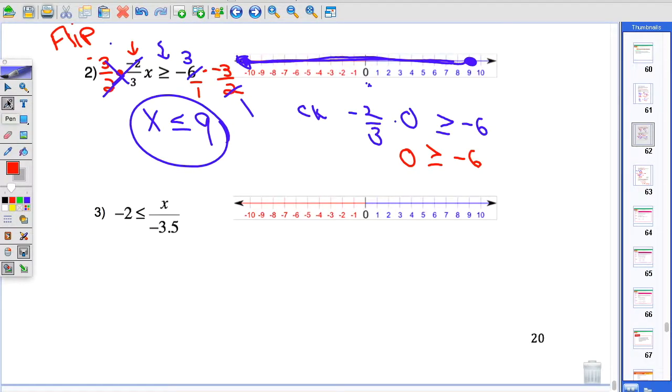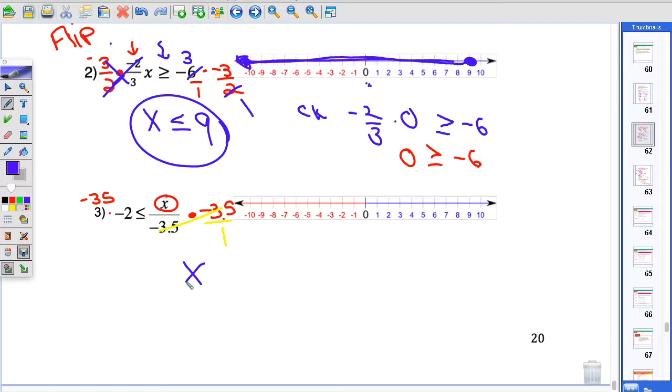Number 3 says -2 less than or equal to x over -3 and 5/10. Your variable's on the right, so we want to undo the division by multiplying both sides by -3 and 5/10. So on your right-hand side, we can put that 3 and 5/10 over 1. You can see that you can cross-cancel the negative 3 and 5/10. So you are left with x.